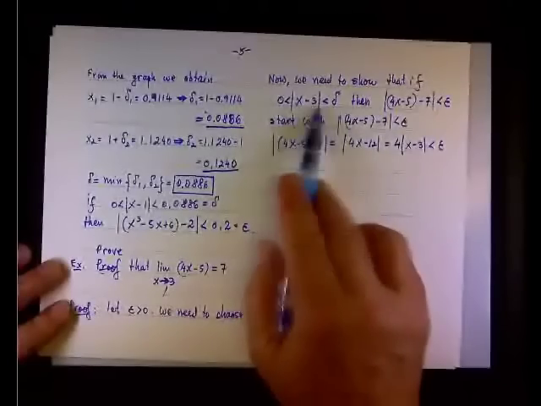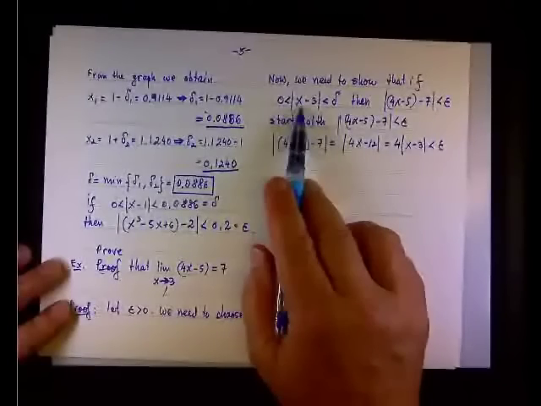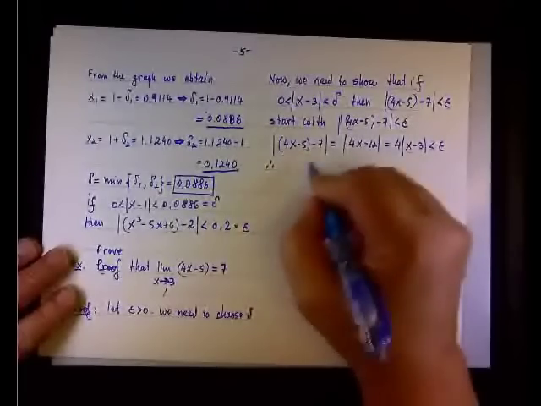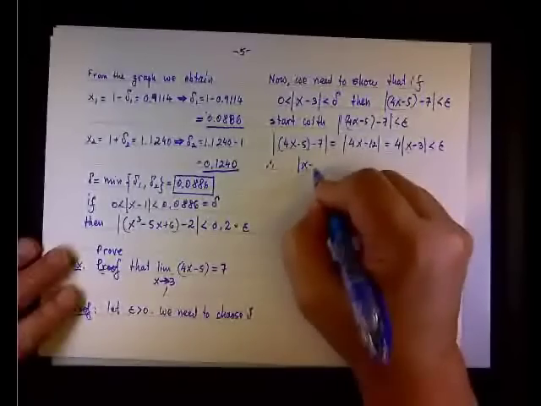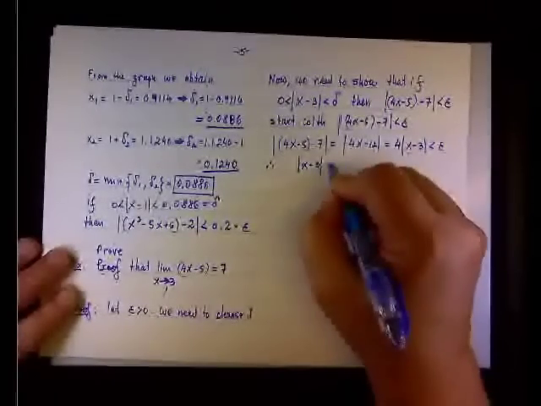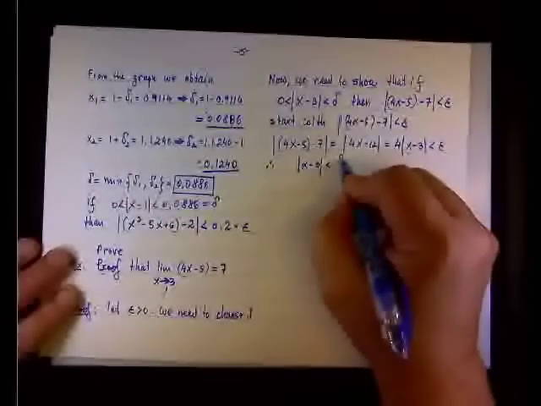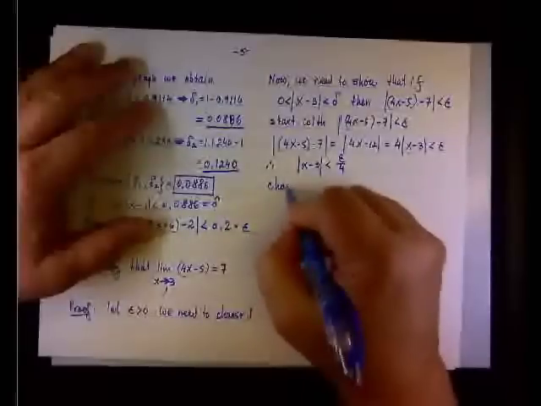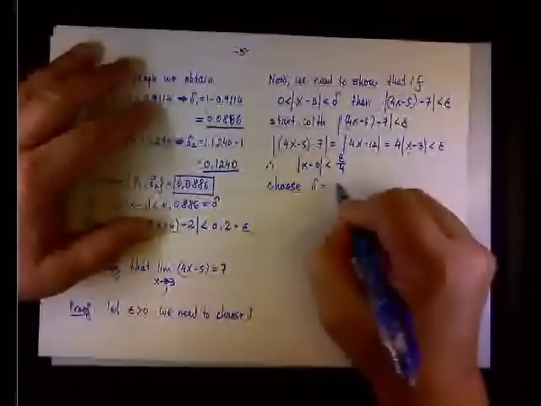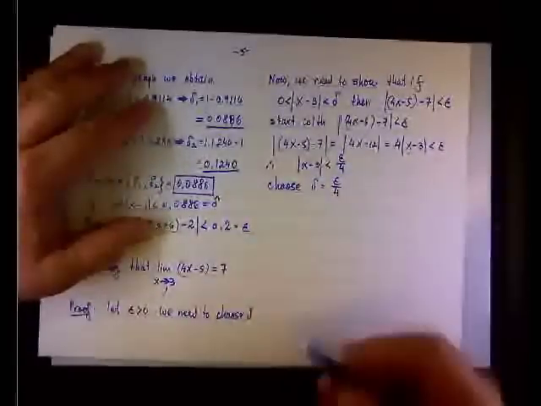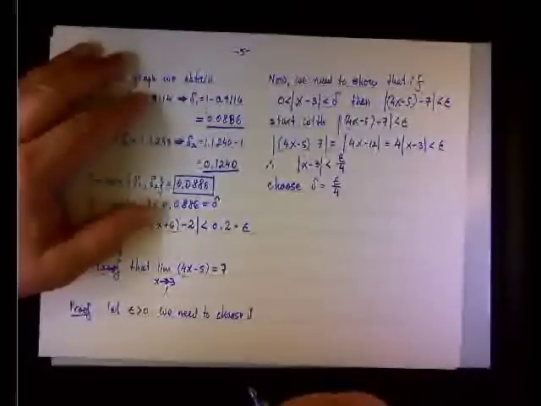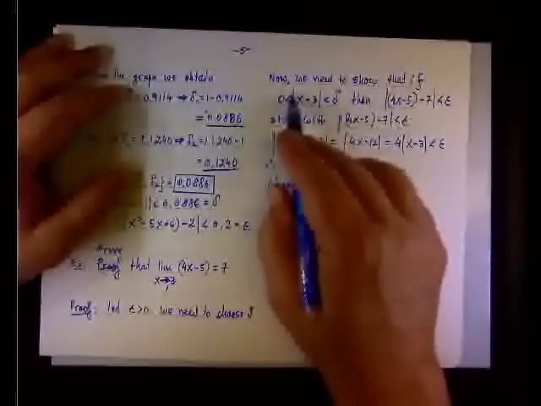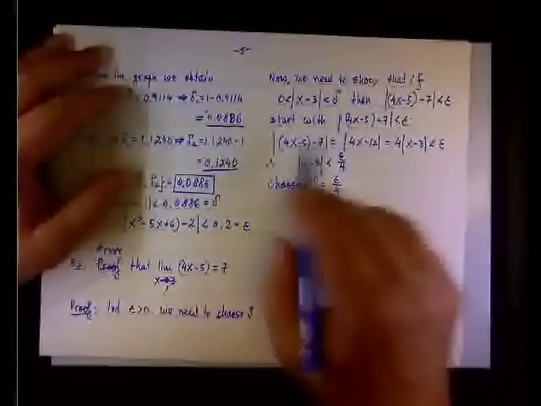Now we need delta, which is the absolute value of x minus 3. We have it here, so we can say that the absolute value of x minus 3 is less than epsilon divided by 4. So it means that we're going to choose delta to equal epsilon divided by 4. Okay? So we have delta, and now we need to show the proof.